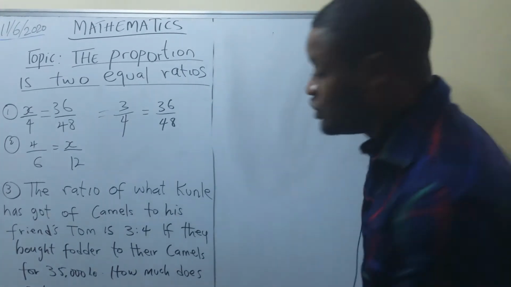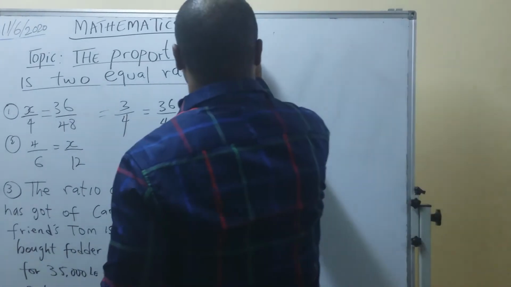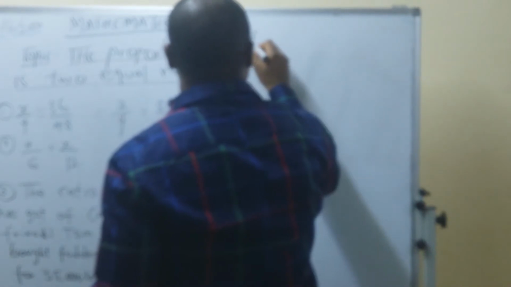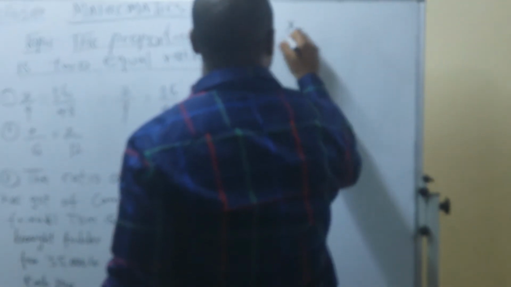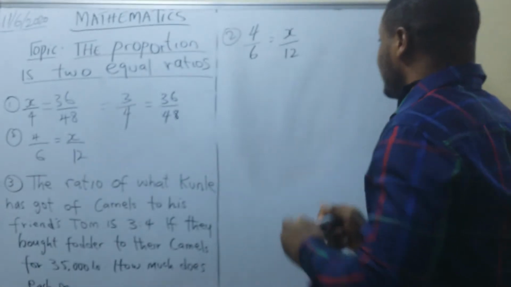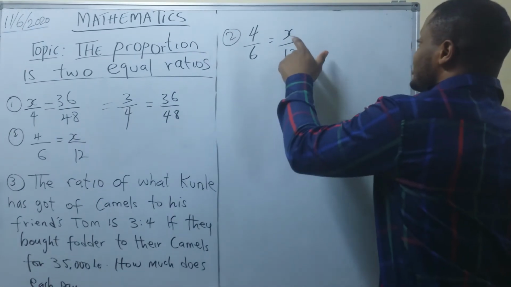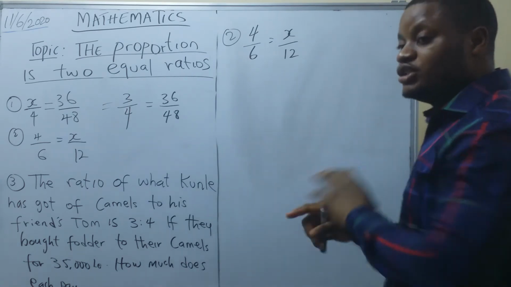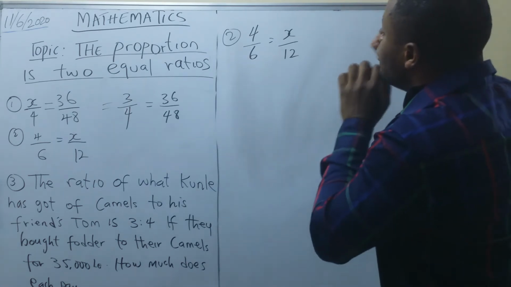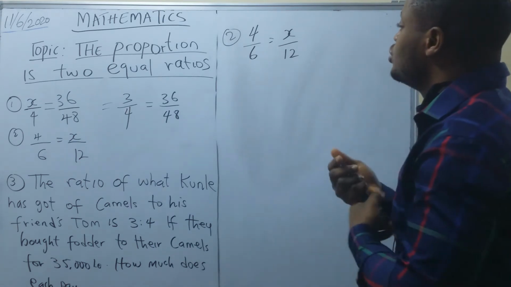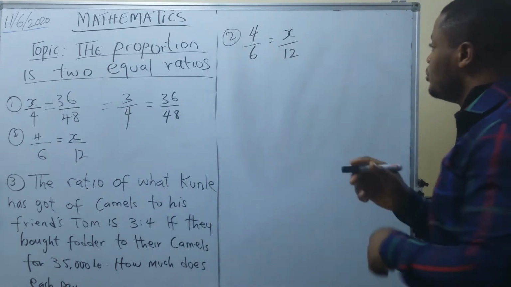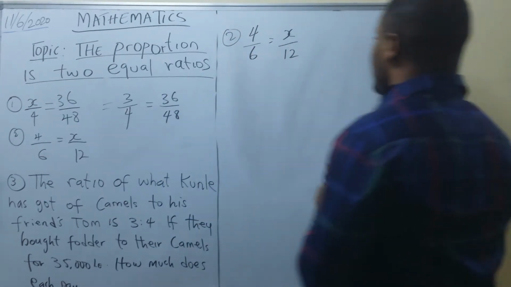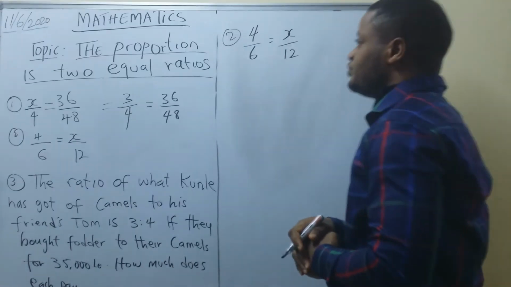Number 2, the same procedure is applicable. We have 4 over 6 is equal to x over 12. From the first question, x was here. Now x is here. Don't be confused. Whenever you find x, it means you are going to find the value of x for that position. X can be anywhere. Now I proceed with the same method.